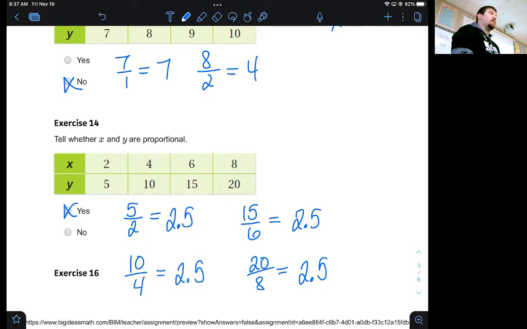Unless you did the reducing method. Because 5/2 doesn't reduce. So if all the fractions equal 5/2, which they do, 10/4 is 5/2. 15/6 divided by 3, 5/2. 20/8 divided by 4, 5/2. They all equal the same thing.